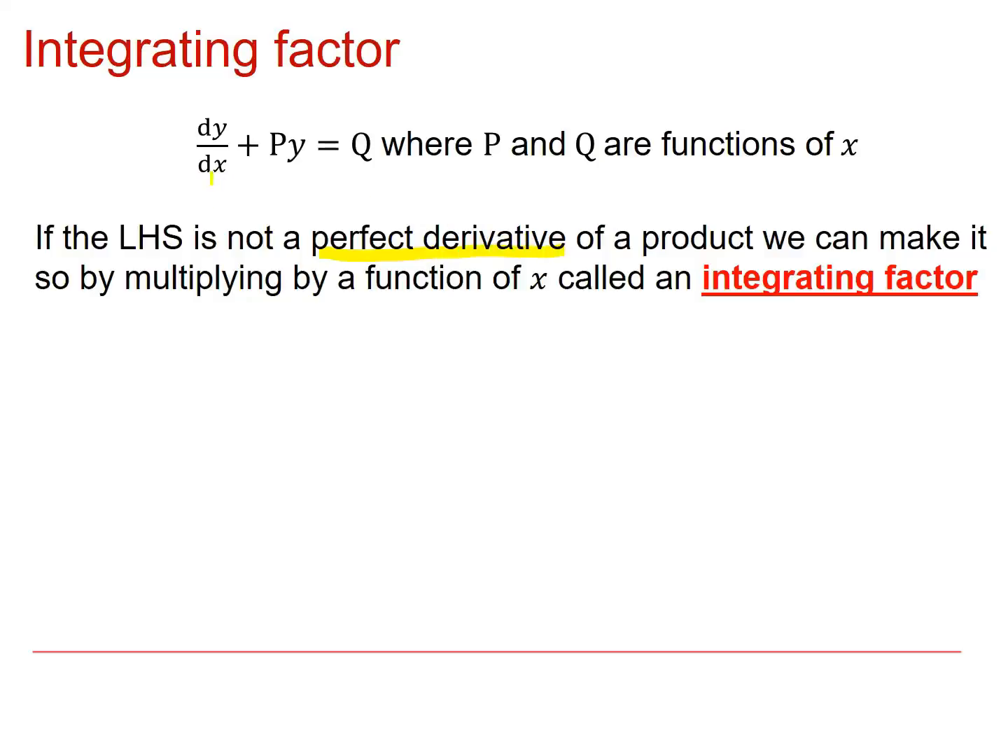If it's already a perfect derivative, then we can solve it straight away. If it's not, we need to multiply it by some function of x, and we call this function of x an integrating factor. In a previous video, we were given the integrating factor to use, and we found that it then became a perfect derivative, and we could solve it directly by integration.